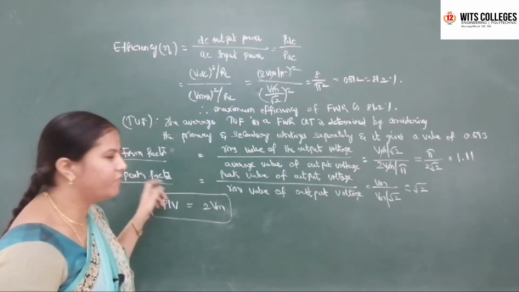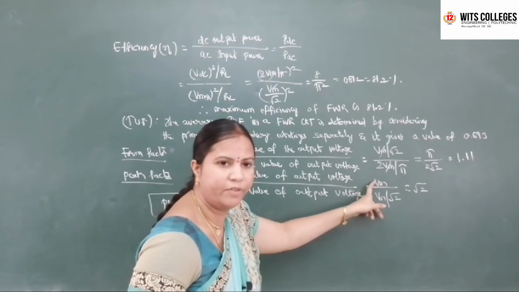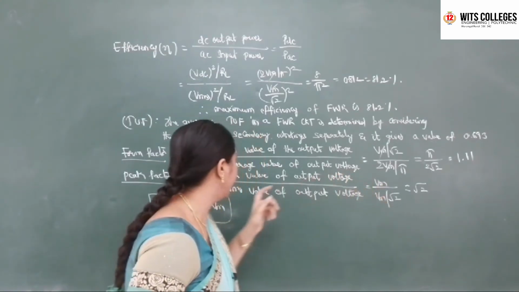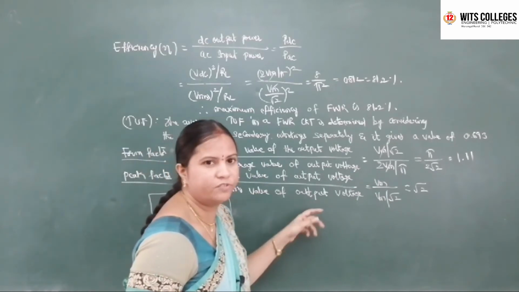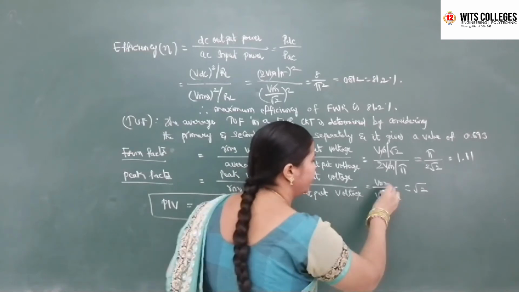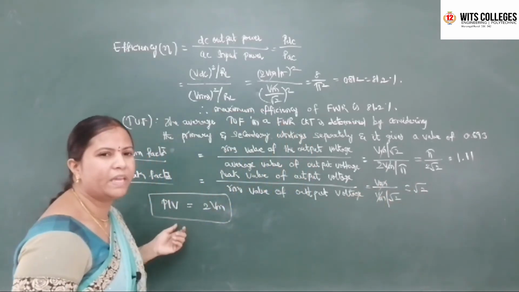Coming to the peak factor, it is the ratio of the peak value of the output voltage, which is indicated by Vm, the maximum value or peak value of the output voltage, to the RMS value of the output voltage. VRMS equals what? What is the formula for the full wave rectifier? Vm by root 2. So Vm gets cancelled, and you will get root 2. Okay? So coming to the peak inverse voltage.